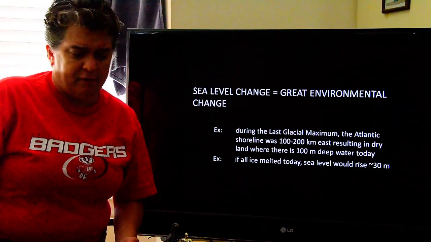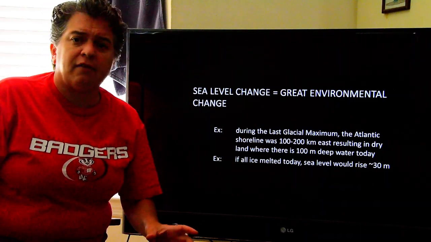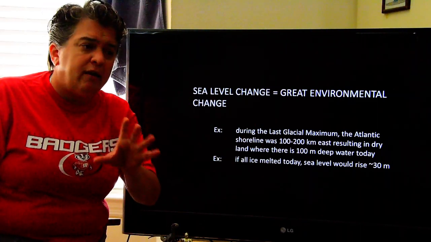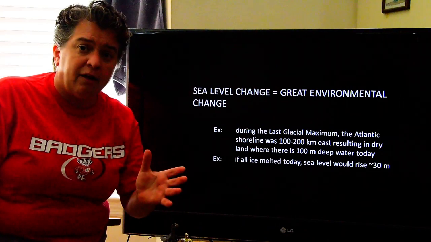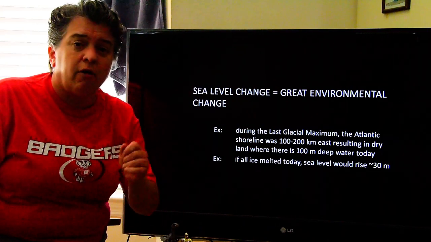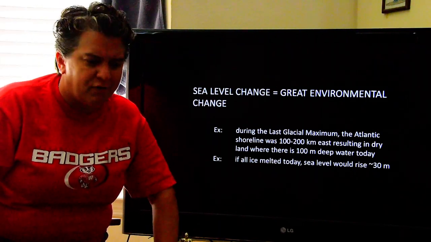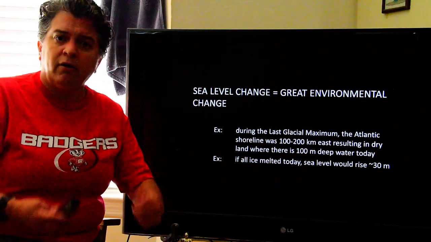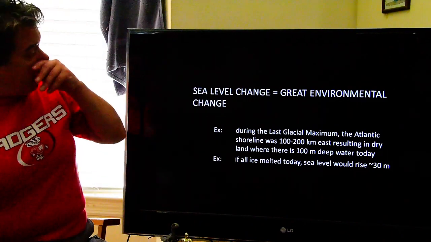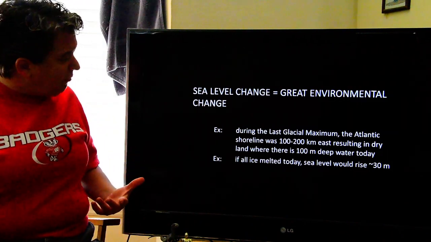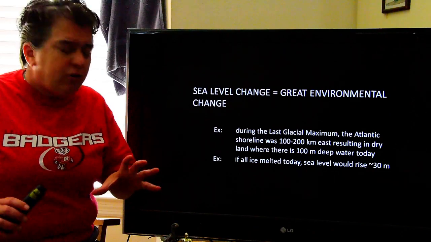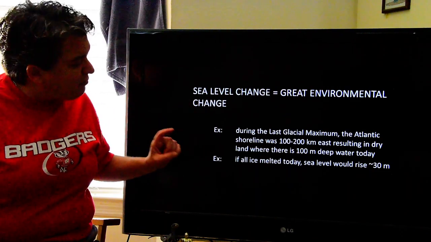Now, sea level change results in great environmental change. In the past, I know I've said this before in this class, Texas was at least in part covered by sea level 6 times in Earth's history. Well, that would be a really big environmental change, right? Just think about where you are living would be underwater. And these big sea level changes, just how much could they be? Let me give you a couple of examples.